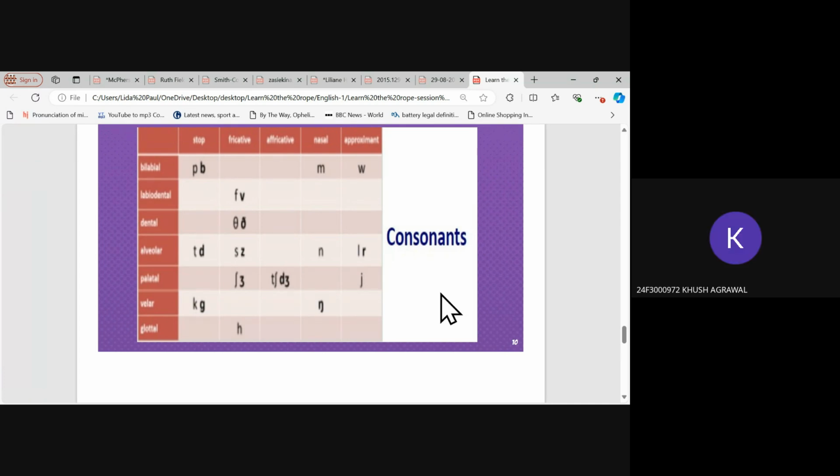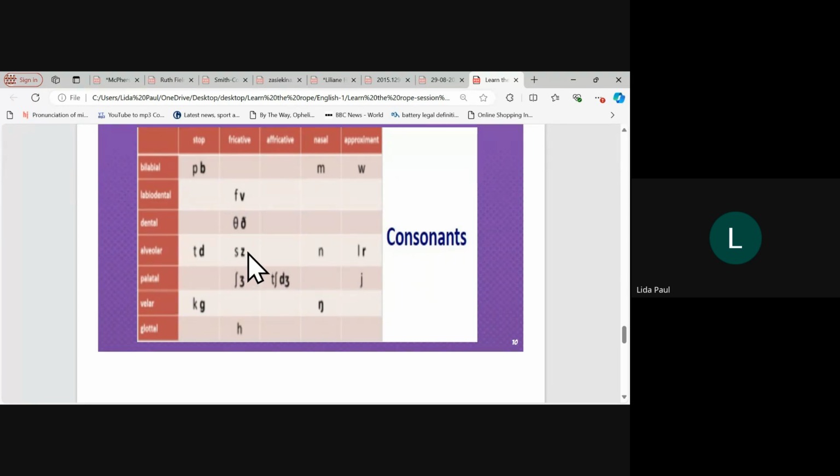Puzzle. No. That is z. That's not j. Z sound. Puzzle. Okay. Ma'am, in puzzle it is what? The z or is this the sound?